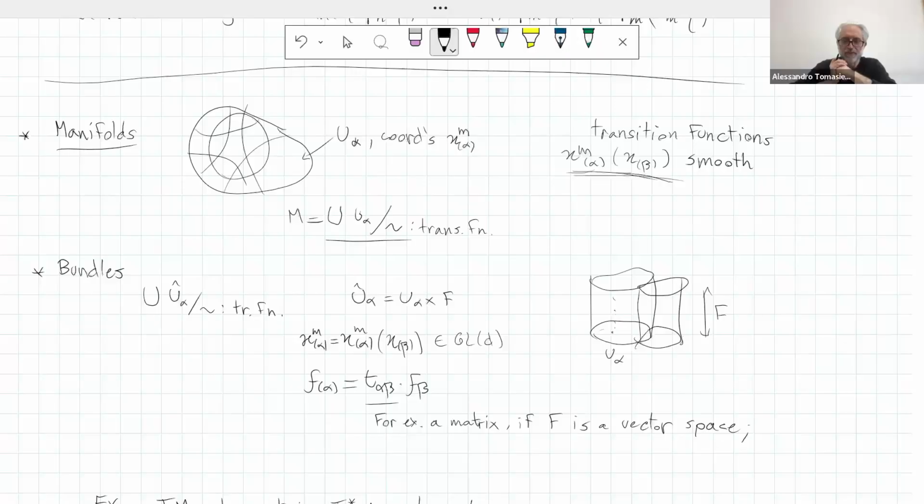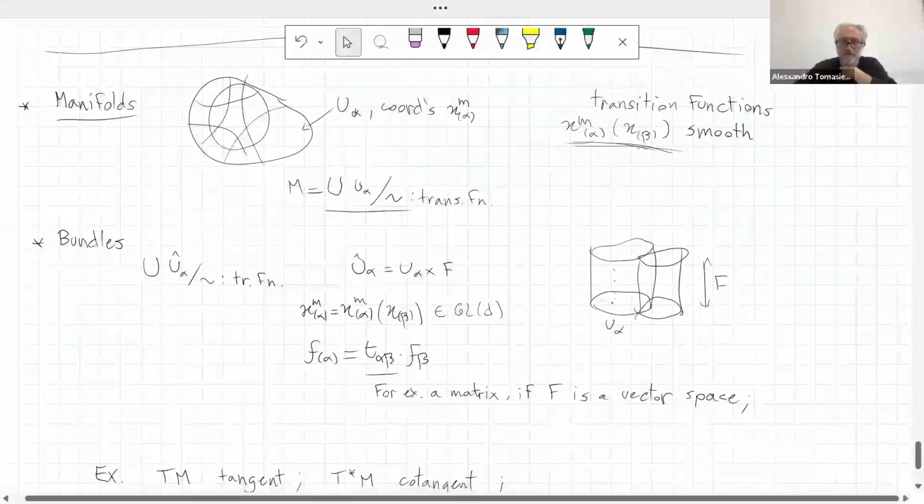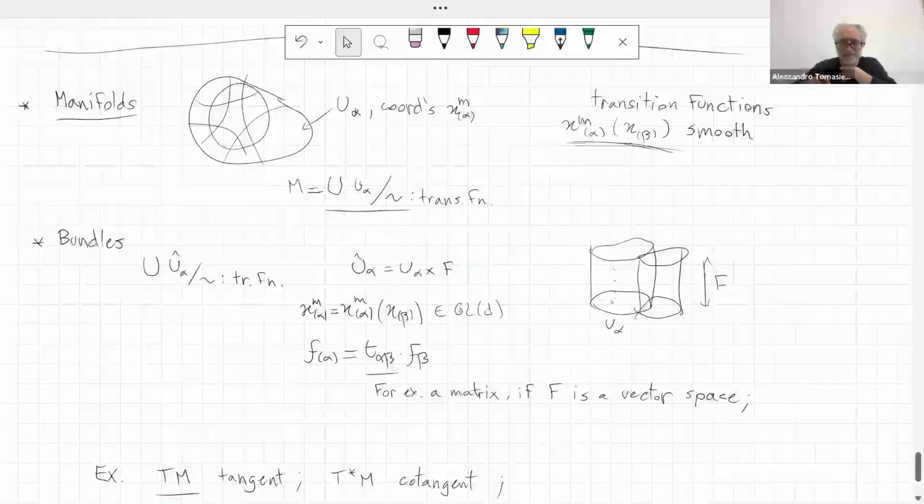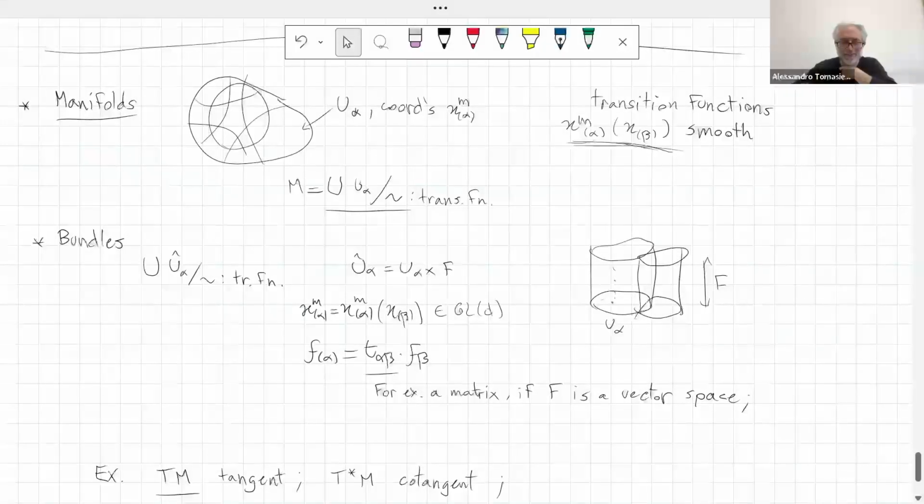What this means is that we declare that a point whose coordinate is x alpha in the open set alpha is identified with the point on the other open set beta if the two points are related by this transition function. Okay, this is a very informal and maybe not very informative discussion of what a manifold is, but I hope it gives you the idea.